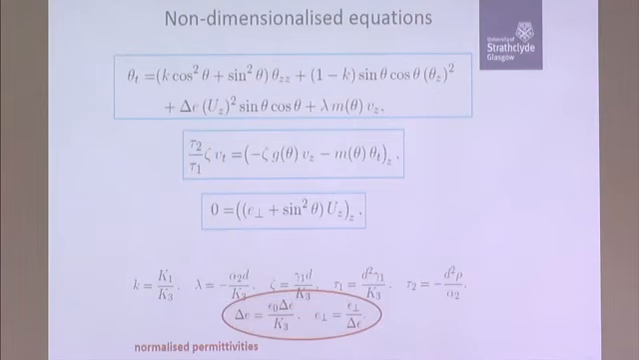Okay, and finally there are some normalized permittivities here. The factor here is 1 because we've divided by delta epsilon, and it comes in as this normalized dielectric permittivity.